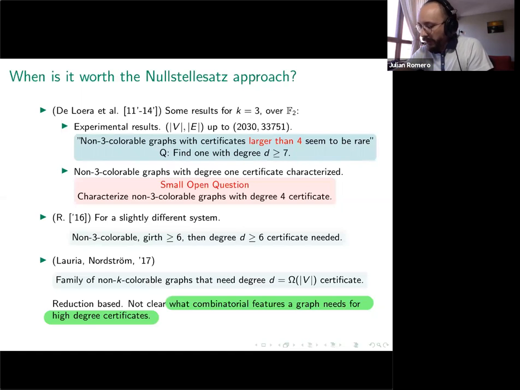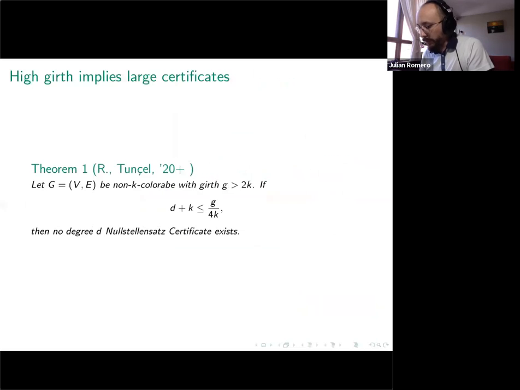What we tried was to exploit the girth in some way, and this is what we proved with Levent, which is the topic of today. I just simplified the numbers so that they look nice, but the actual bound is different. We show that if you have a graph that is non-k-colorable and has large girth, then you need a degree of this order.